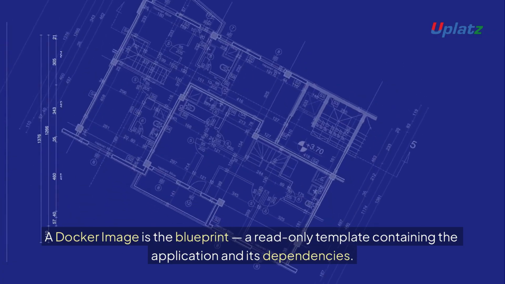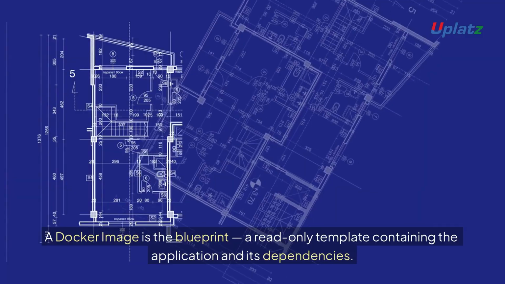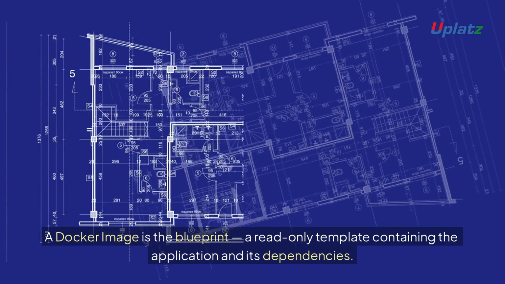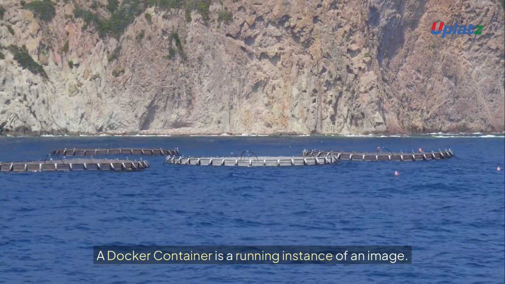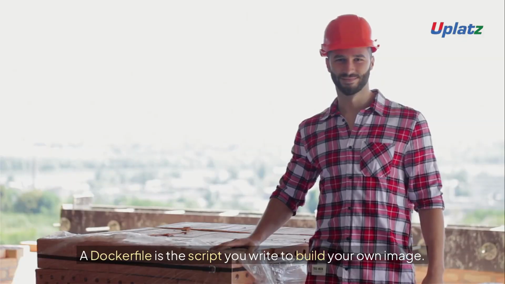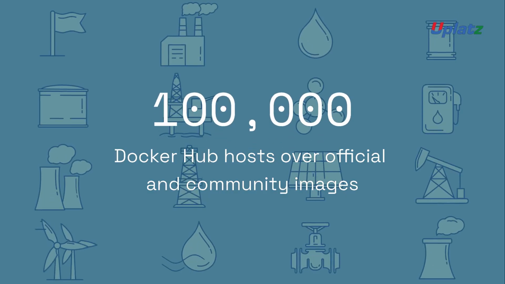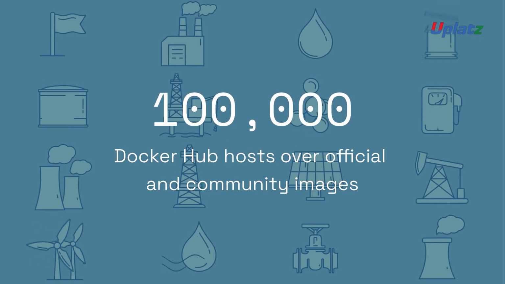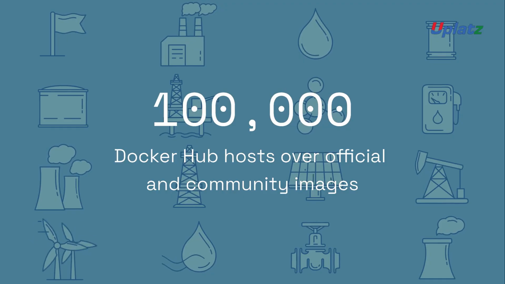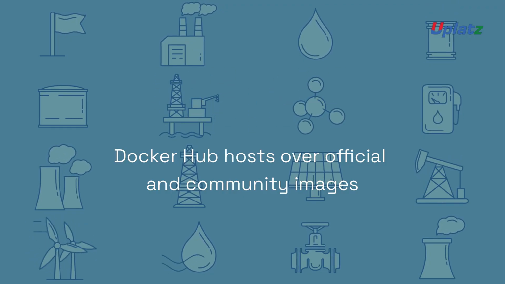A Docker image is the blueprint, a read-only template containing the application and its dependencies. A Docker container is a running instance of an image. A Dockerfile is the script you write to build your own image. Docker Hub is the public registry where you can find and share images. Over 100,000 official and community images are available there, free to use.